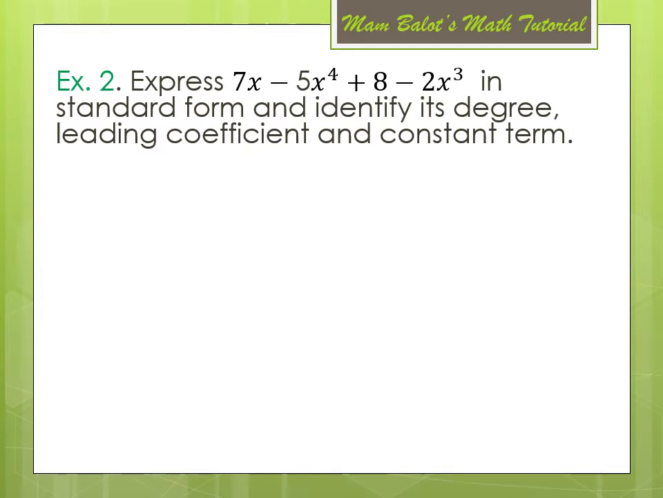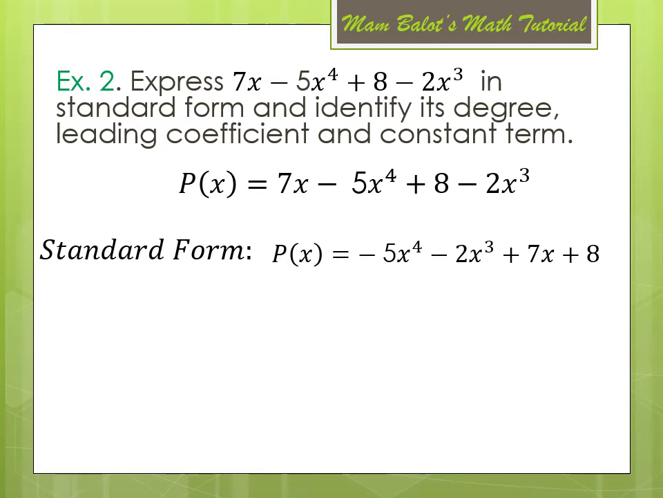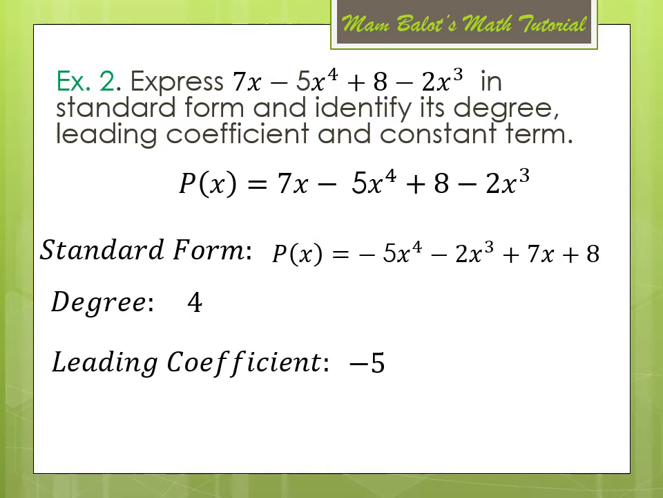Another example, express 7x minus 5x to the fourth plus 8 minus 2x cubed in standard form and identify its degree, leading coefficient, and constant term. So again, we will just arrange the exponents of the polynomial into descending order. So that becomes now negative 5x to the fourth minus 2x cubed plus 7x plus 8. So our degree here is 4, since it is the highest exponent. Our leading coefficient is negative 5, and the constant term is 8.